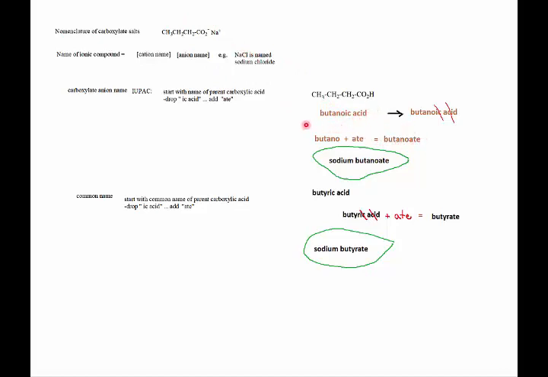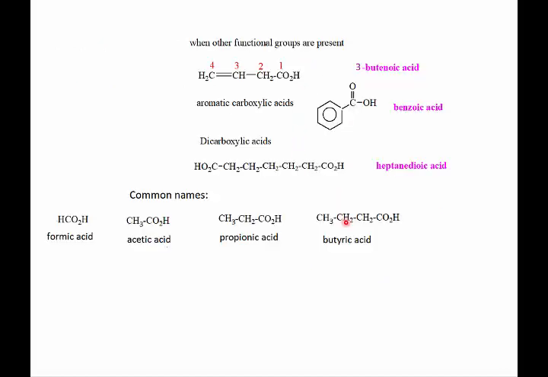We've got the two names, the name of the cation, that's sodium, and then the name of the carboxylate anion. Sodium butanoate is an acceptable name for that carboxylate salt. Alternatively, you can name it using the common name for the corresponding carboxylic acid, and so let's see what this becomes when you apply that common naming rule. Well, the 4-carbon carboxylic acid, we saw that before, that's butyric acid.